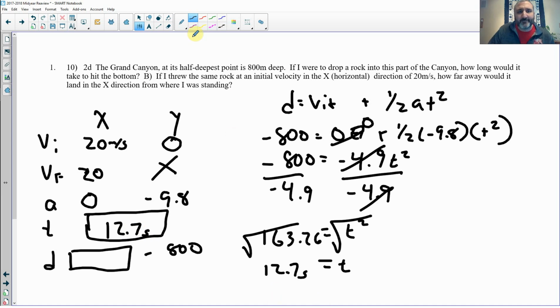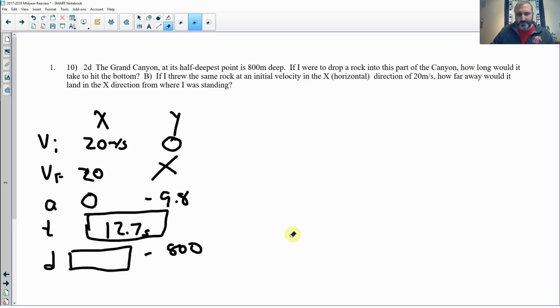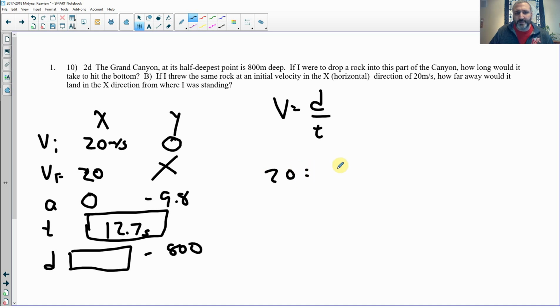Now that I have that, that's the answer to A. How long does it take to either drop or throw this thing horizontally? 12.7 seconds. The next part of the question is how far away is it going to land? Well, now we're dealing with something that doesn't accelerate in the x dimension. So we can use v equals d over t for anything in the x dimension. v is 20. Displacement is what we're looking for. And time is 12.7 seconds.